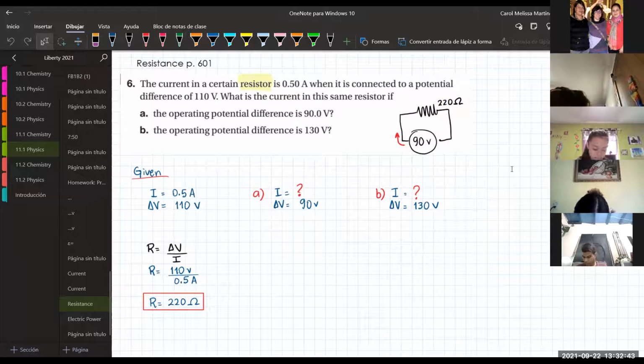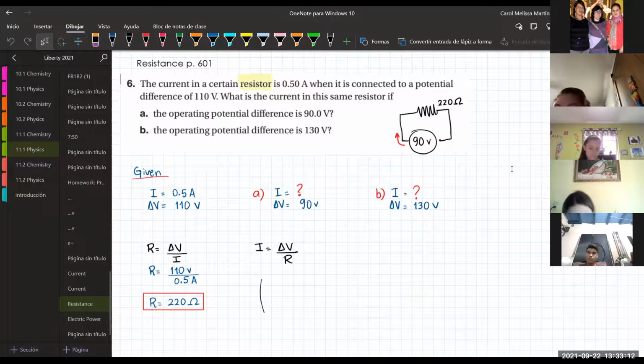To do that, I'm going to be using the same equation but isolated for current. Current is equal to potential difference divided by the resistance. Now I know the resistance. The resistance given for this problem, it is implicit, is 220 ohms. So now all I need to do is plug in the givens.